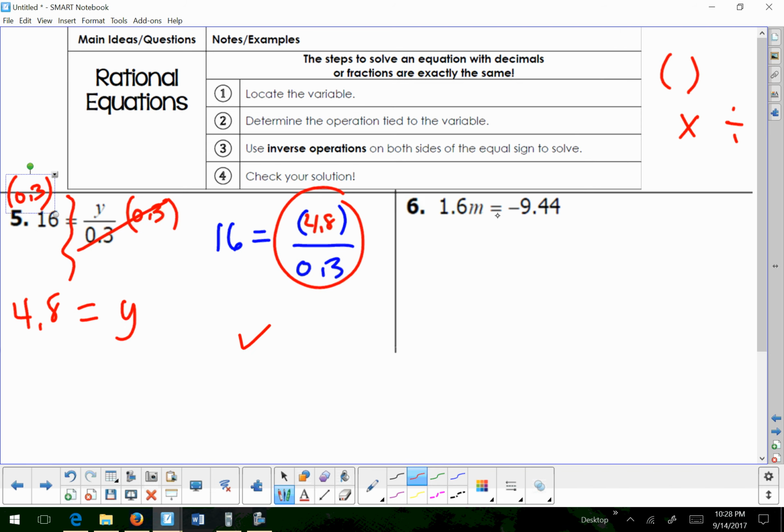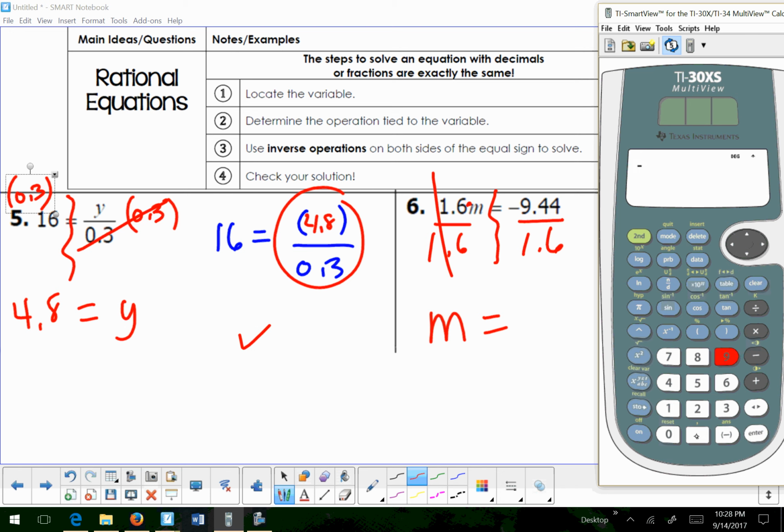Okay, last one. Locate my variable. Identify the operation, which I cannot see. So 1.6 is multiplying m, that makes this a coefficient. And to clear a coefficient, you have to use multiplication or division, and that one is an invisible multiplication. So we are going to use division. Division of 1.6 on both sides to get a cancellation here, or a reducing of 1, and negative 9.44 divided by 1.6.